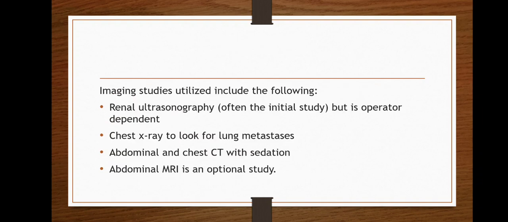Imaging studies that are utilized include the following: renal ultrasonography, that is as an initial study; chest x-ray to look for lung metastasis; abdominal and chest CT with sedation. Abdominal MRI is an optional study, but then we'll discuss more about the abdominal MRI in the coming slides.